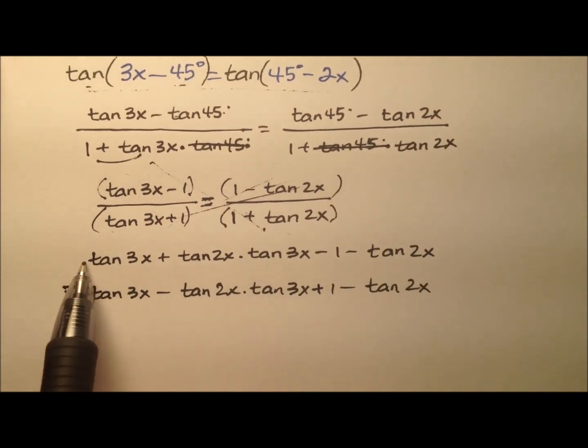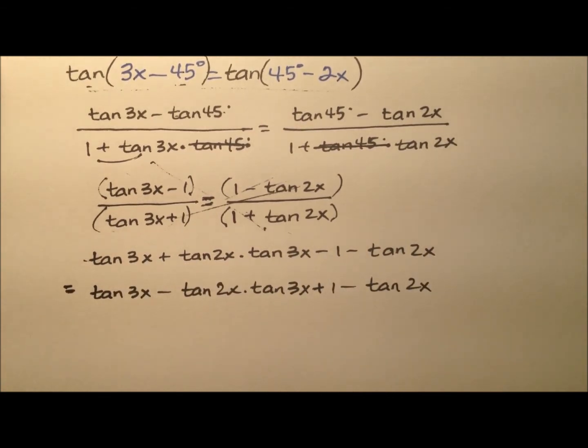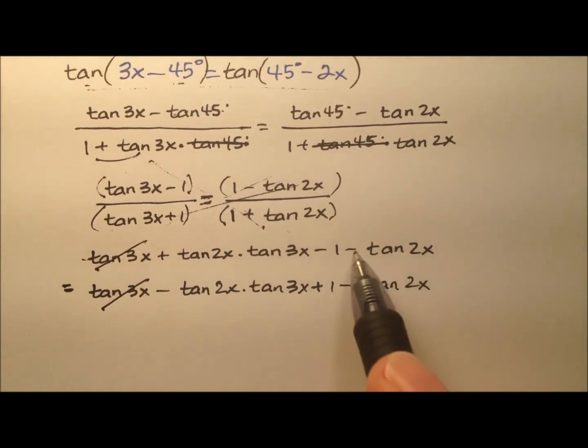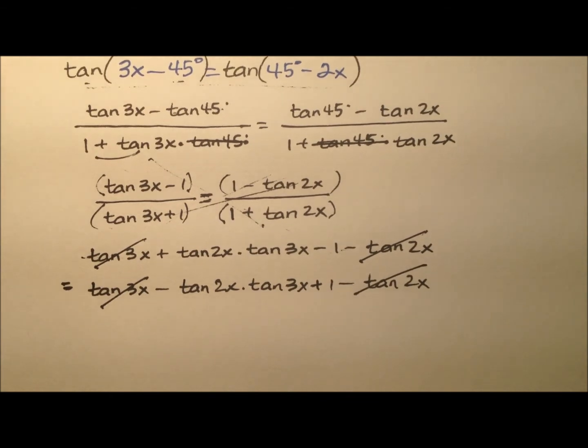So this is an equation here. It's this left side equaling this right side. And so you'll see automatically the tangent of 3x's cancel out and the negative tangent of 2x's cancel out. So that was really nice.